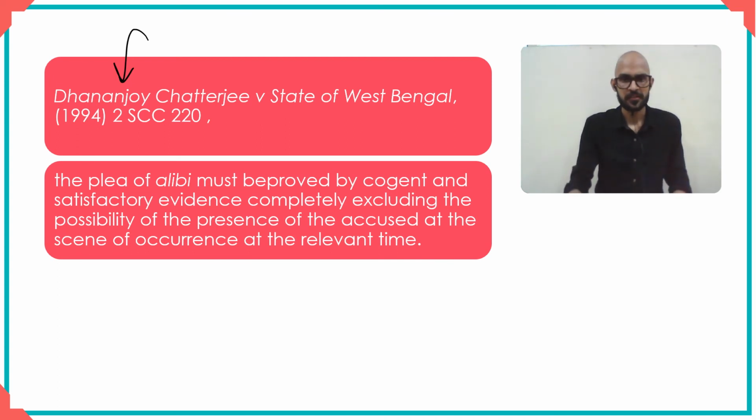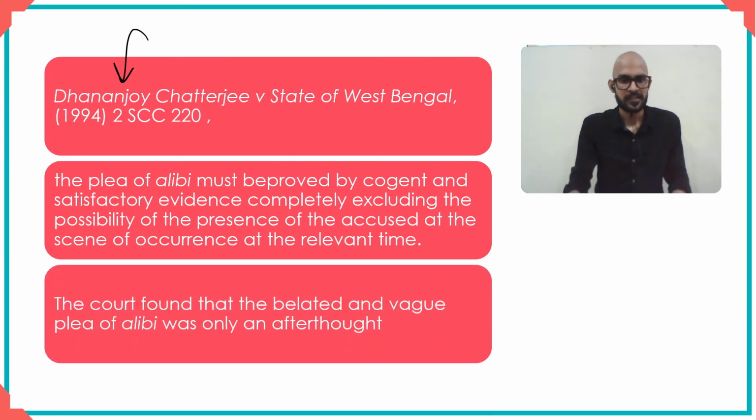So in this case, the court rejected Dhananjay Chatterjee's plea of alibi, citing that it was belated, vague, and only an afterthought, and therefore it did not inspire the confidence of the court. Okay, so you understand that the plea of alibi requires to be very strong once the prosecution has succeeded in establishing that the accused is guilty.